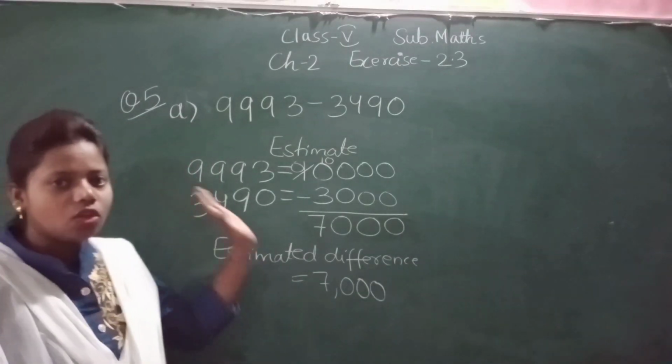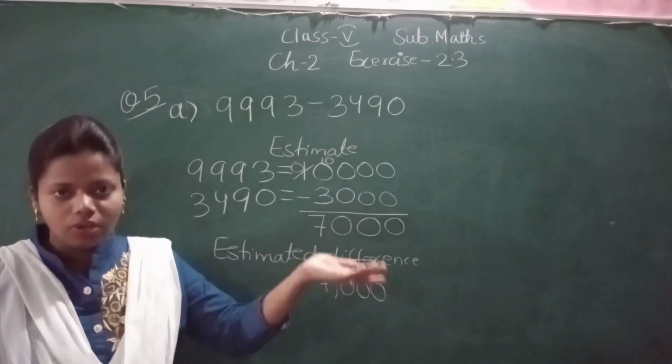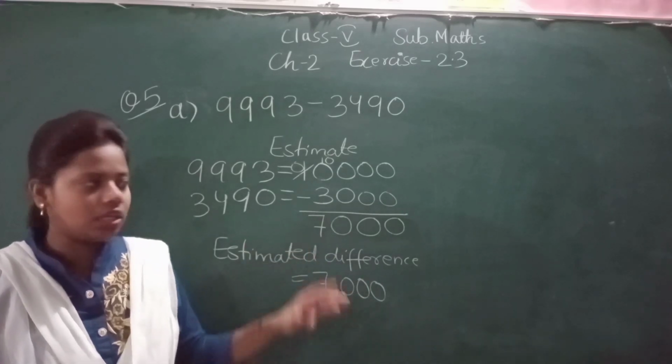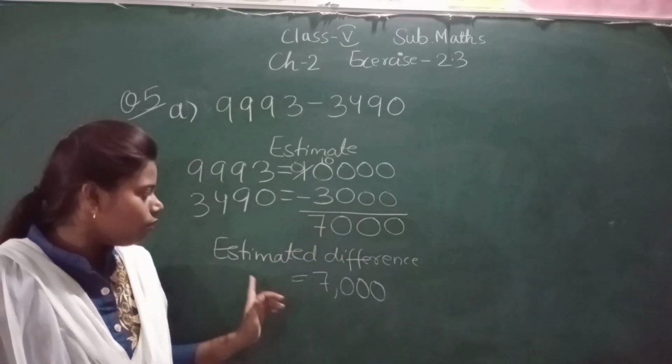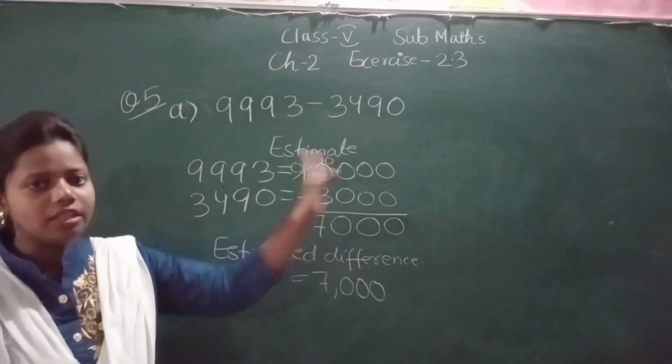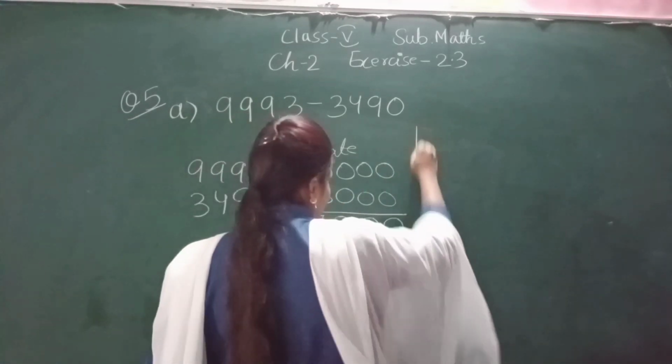Always first you have to arrange in column, then do whatever you want to do, addition or subtraction. You will arrange in column this way and do it. So we have got the estimated difference. Now we will find the actual difference.